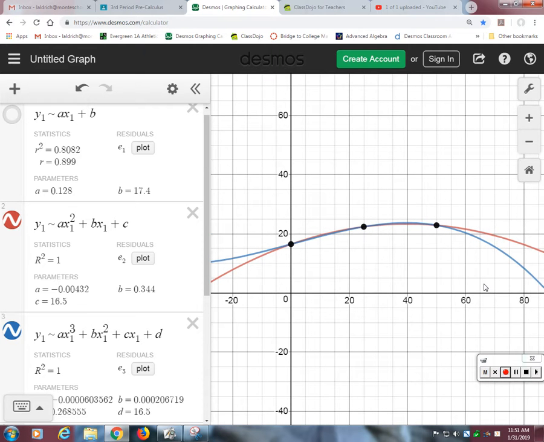We should just use whichever one's easier. Which one is easier, the cubic or the quadratic? The quadratic, because it has fewer things, okay? And so that's exactly right. When there's a tie, you just go to the simpler model, okay?